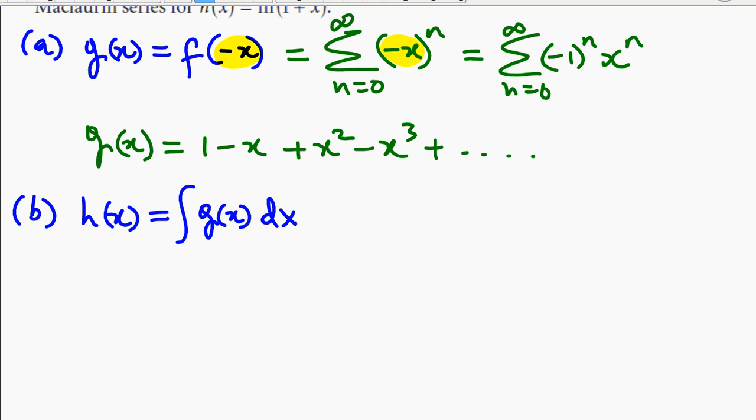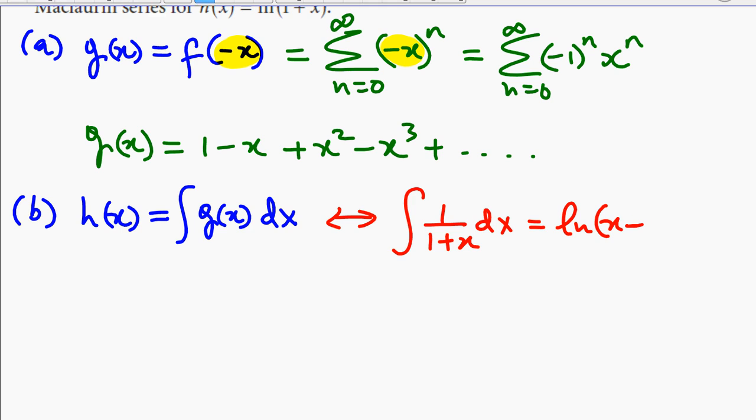What I mean is this. If you integrate 1 over 1 plus x with respect to x, then you'll end up with ln of x plus 1, of course plus a constant. If you integrate this guy, then you end up with that. So because we have a series that represents g of x, we can just integrate that series to get a Maclaurin series that represents h of x.